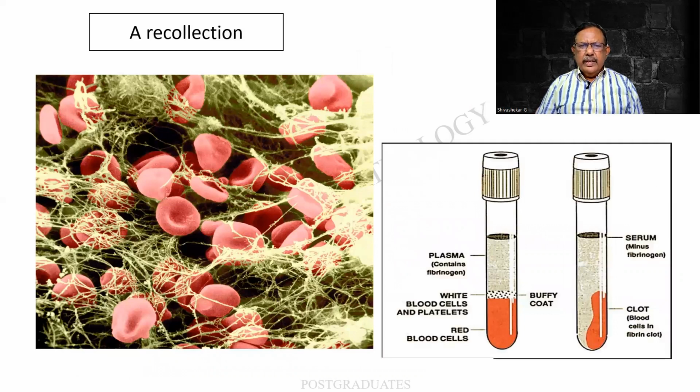Now this is just a recollection. You will be knowing, after all, what is a clot. It is an entangled mass of cells that is enmeshed by means of fibrin, which is called a clot. Okay, good enough. And what is plasma per se? Blood minus the cells we can call plasma.